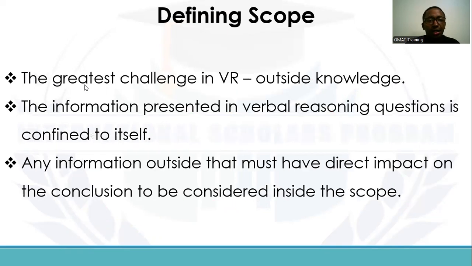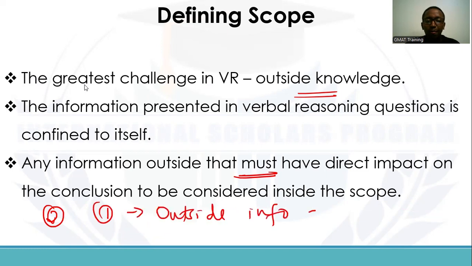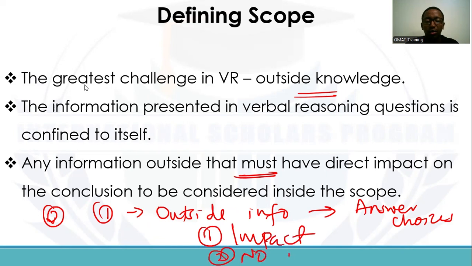As I was saying, the greatest challenge in verbal reasoning is outside knowledge, and the information presented in verbal reasoning is confined to itself. Any information outside that must have direct impact on the conclusion to be considered inside the scope. So we have two scenarios here. One, we have outside info that is presented in our answer choices, and this outside info can either have a direct impact on the conclusion, or no impact.